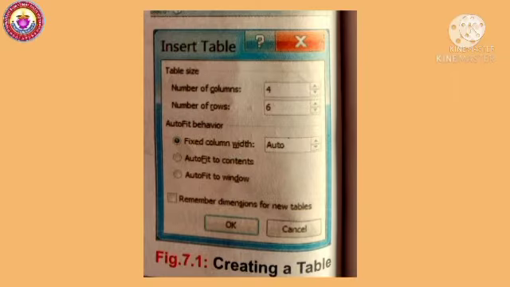Next step, click on the Table button in the Table group on the Insert tab and click on the Insert Table option. The Insert Table dialog box will appear. Specify the number of columns and rows in the dialog box and click on the OK button.